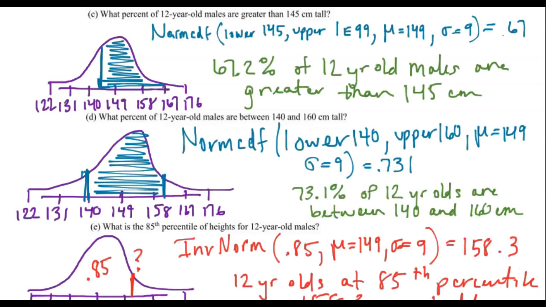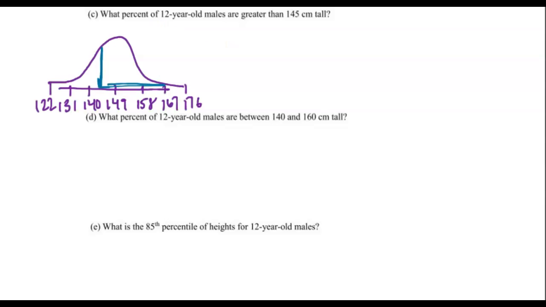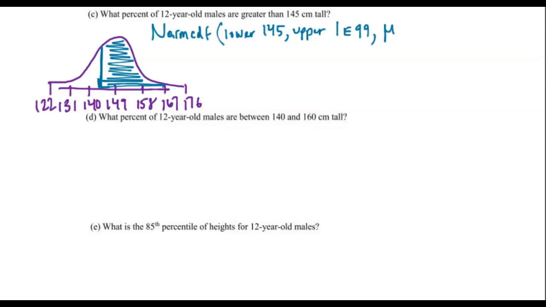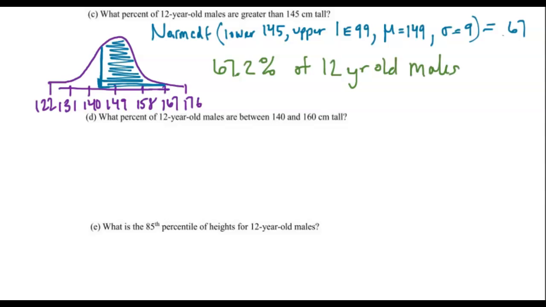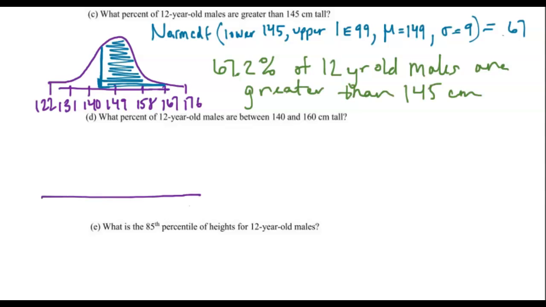And so if we look at greater than, then we're going to be able to, again, calculate everything to the right. So in this case, the lower bound is 145 centimeters, and the upper bound is positive infinity. If you wanted to type in 1,000,000, you certainly could do that as well, or something like that, and that would give us a value for each of those. And so we'd find out that 67.2% of the males have heights that are greater than 145 centimeters.